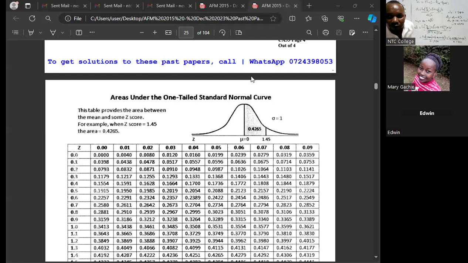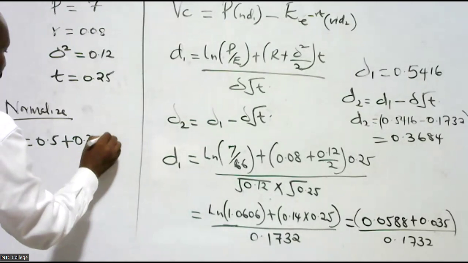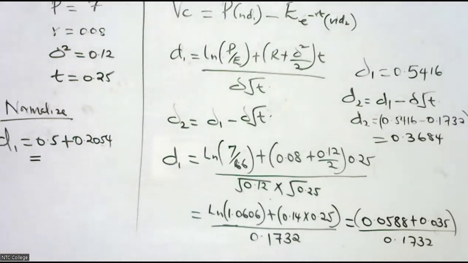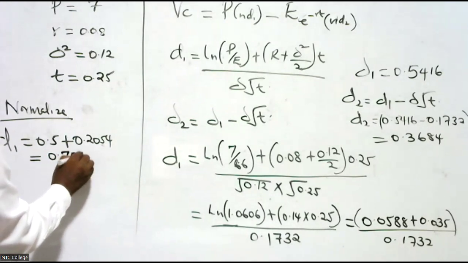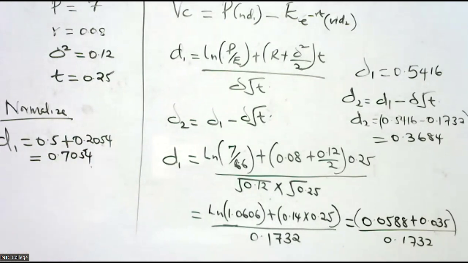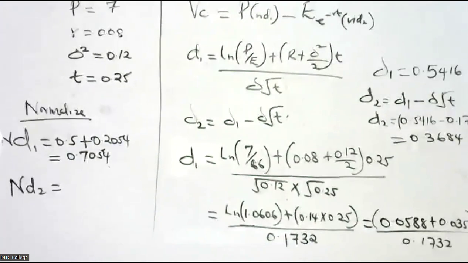0.2054. So you add to 0.2054. And then you say now you are, this is now called ND. Kwa hivyo umenormalize. So it is ND1. You now have it as 0.7054. That is now your ND1. Now ND2 is also you come to 0.5 plus what you're going to get there.